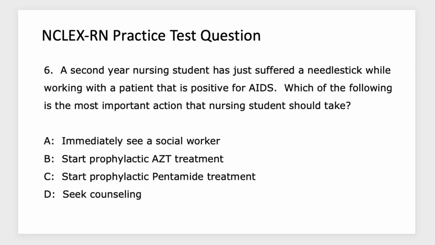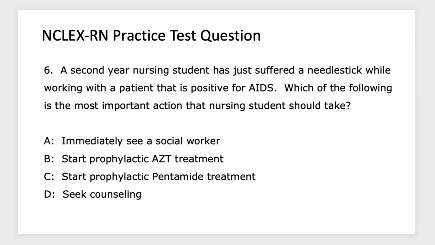Here's an interesting example. If you look at the NCLEX, when you start studying for that, this is just a question from there about this topic. The question says, this is a study guide for it. It says a second-year nursing student has just suffered a needle stick while working with a patient that is positive for AIDS. Which of the following is the most important action that this nursing student should take?